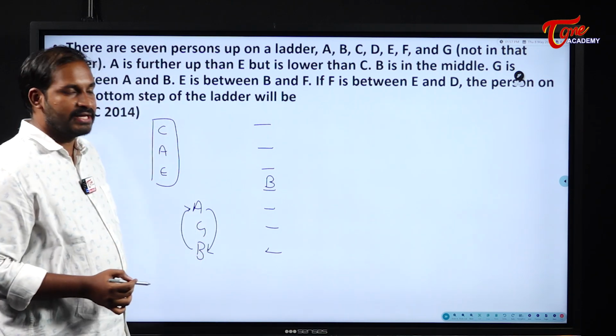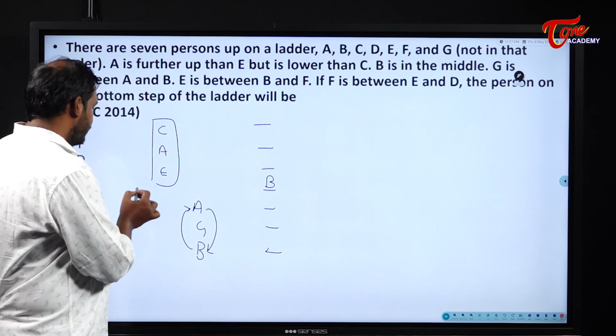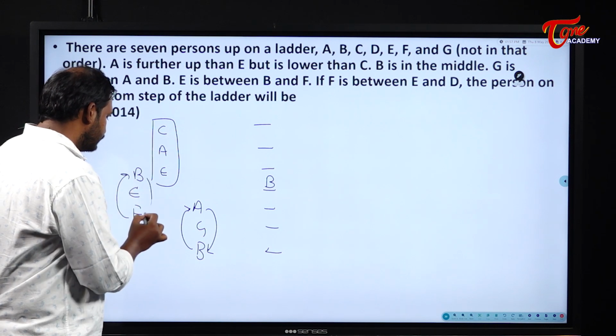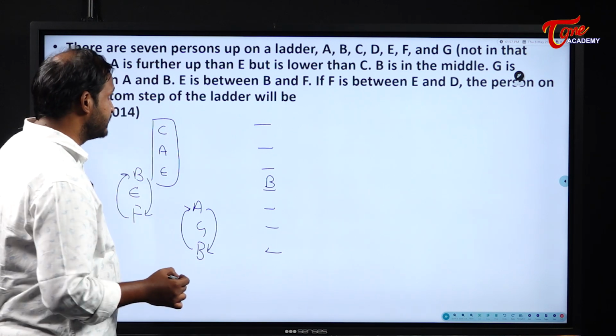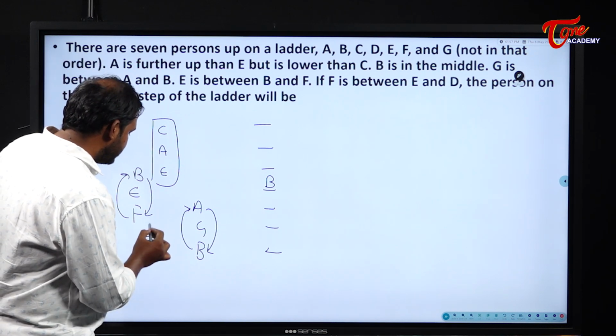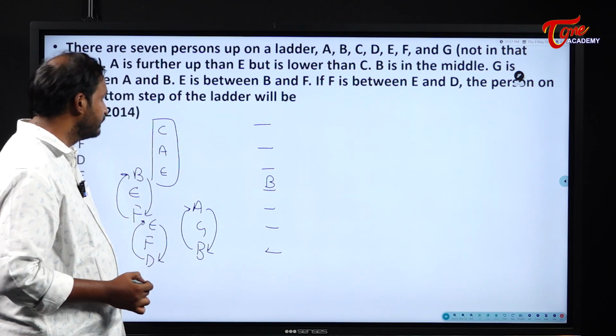Okay. Between A and B I have G. Okay. E is between B and F. Between B and F I have E. Those two can be exchanged. Next. F is between E and D. One more logic. F is between E and D.